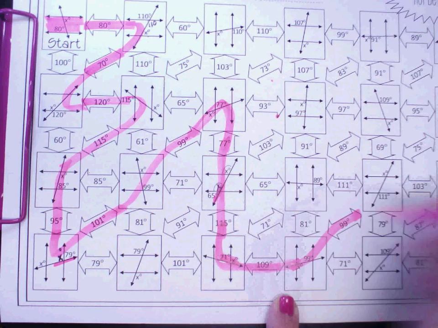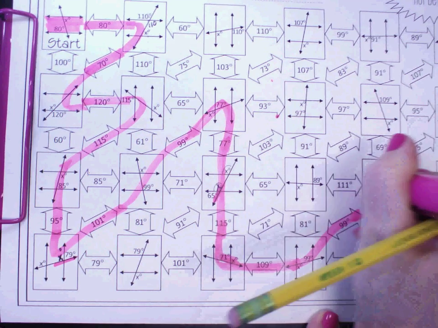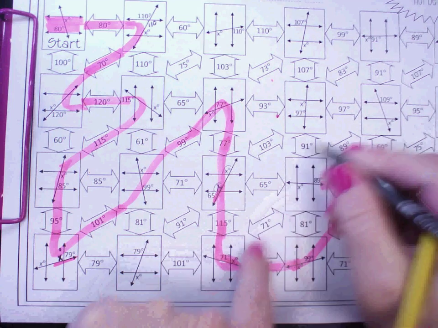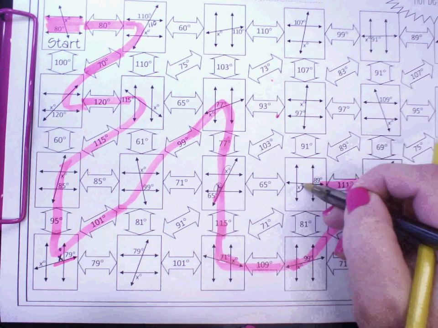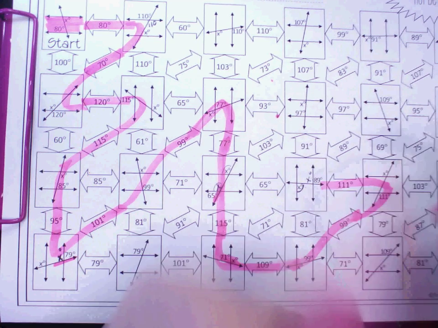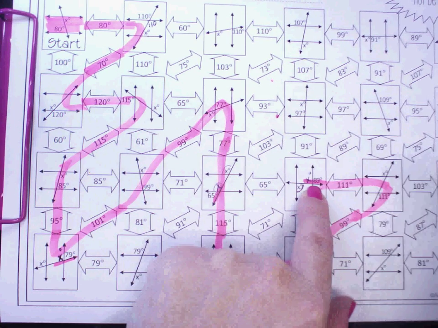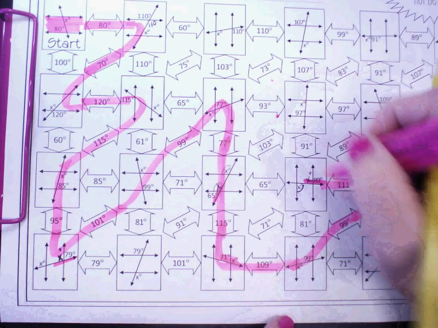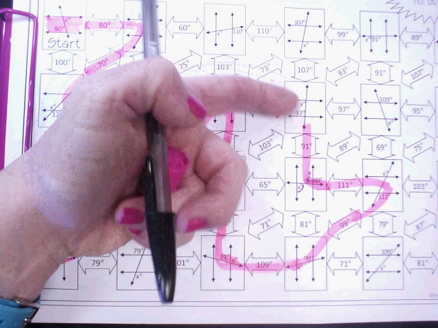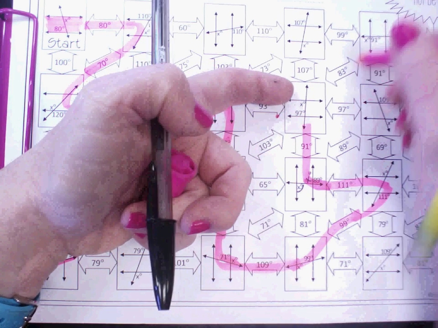All right, this one, stop talking so you know what I'm doing. This one and this one are alternate interior. Those two make a straight line, so those two are supplementary. So it was 91. They add up to 180, right? So that will be 83. Can somebody do 180 minus 97? I think it's 83. Double check. Yes? All right.